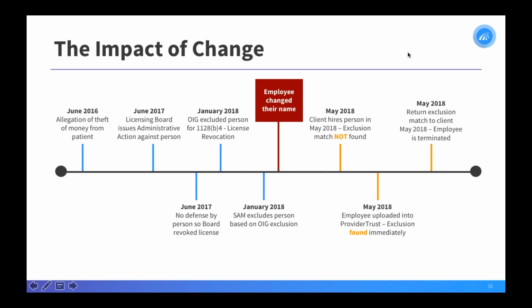So then in May of 2018, the client uploads their new hire information into our provider trust database, and we actually found the exclusion immediately. We gave our client the fact that this person indeed was excluded because they had a former name that the exclusion was under. And so therefore the employee was terminated. So this is just a real world example of how important it is and how difficult it is to manage all of the changes in our environment.